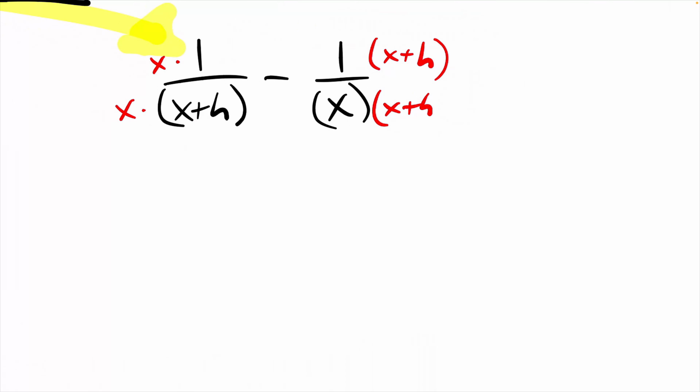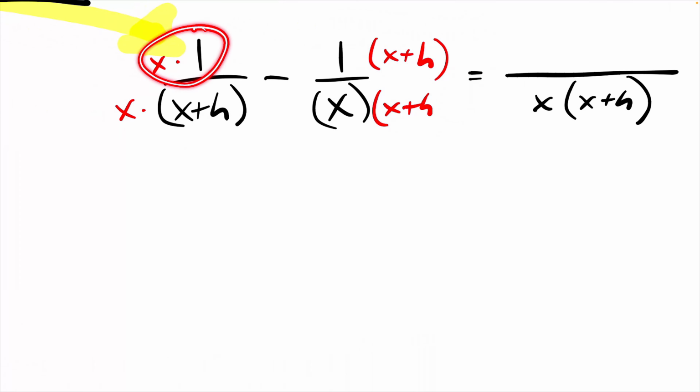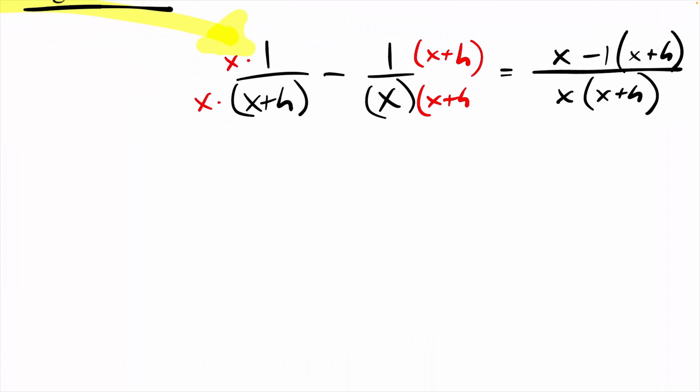Okay. So the common denominator is x, x plus h. The first guy is 1 times x, which is just x. The second guy is going to be -1 parentheses x plus h. Distribute the -1. You get x minus x plus h, minus h over x.